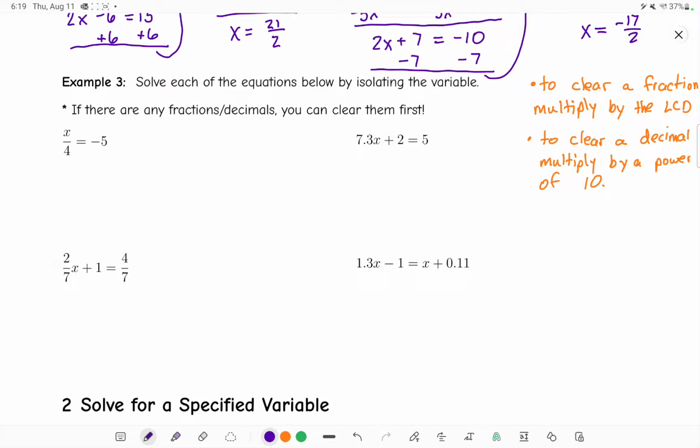Okay, so x over 4 equals negative 5. Well, there's only one denominator, so the LCD is 4. We multiply both sides by 4. We get x equals negative 20.